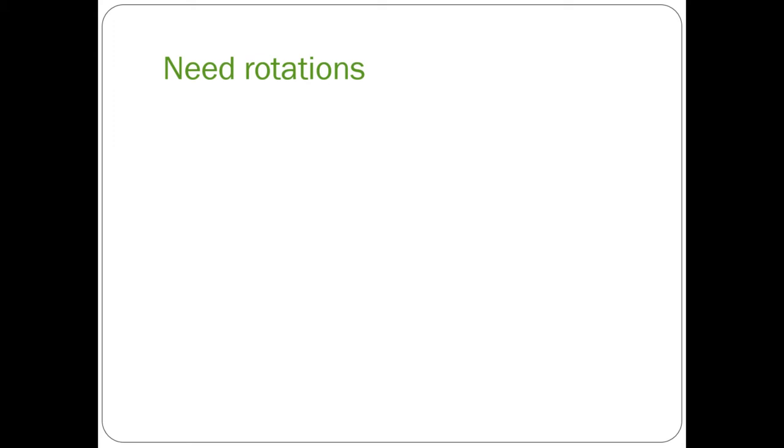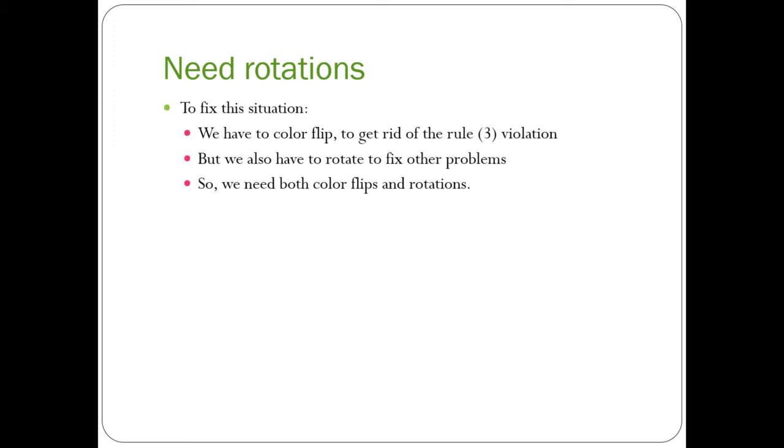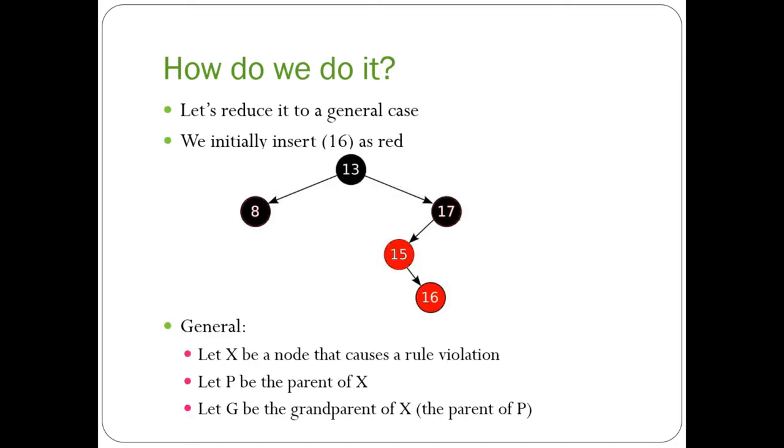We need rotations. To fix this situation, we have to color flip to get rid of the rule three violation, but we also have to rotate to fix the other problems. So we need both color flips and rotation. How do we do it? Let's reduce it into the general case. We initially insert 16 as a red.